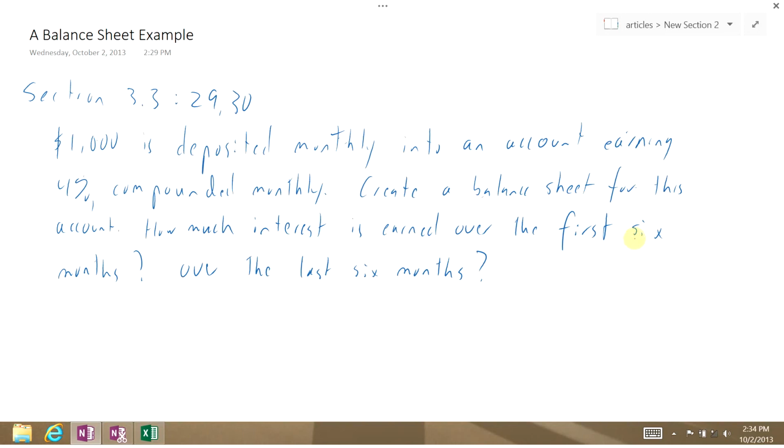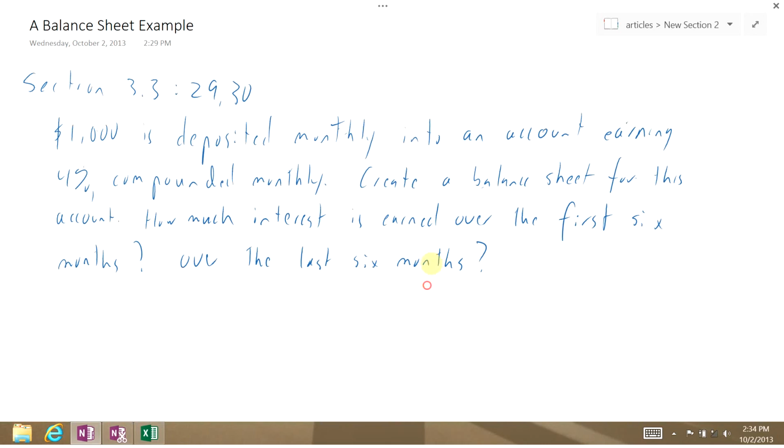How much interest is earned over the first 6 months and over the last 6 months? So this is done for a year. I suppose I should have said that in there. So for a year, $1,000 is deposited monthly. So what is a balance sheet, and what does this look like?